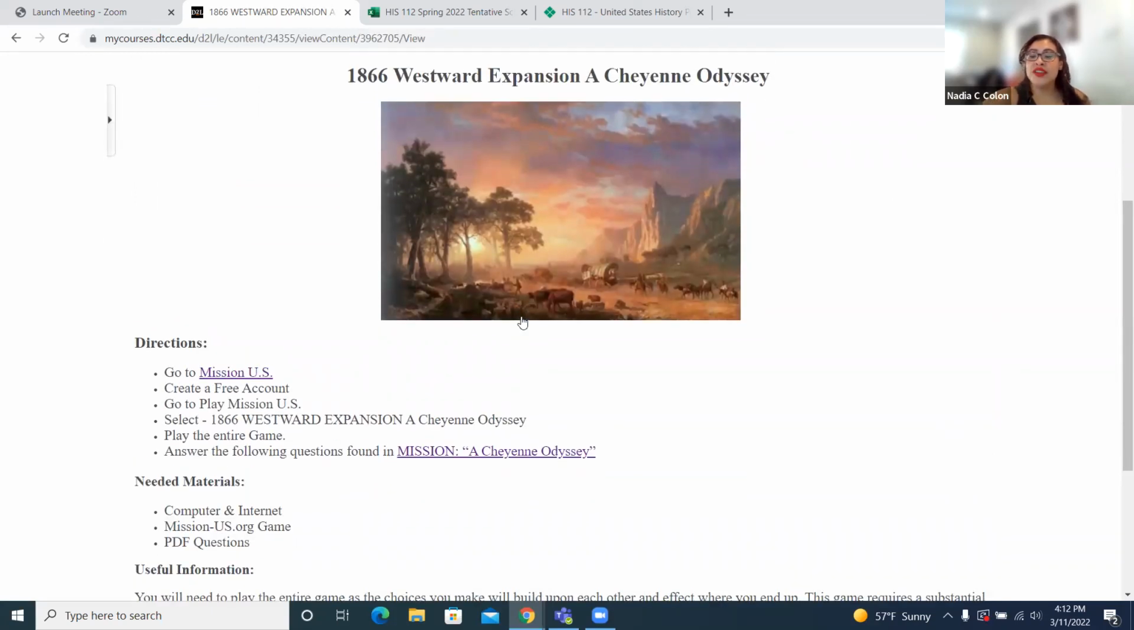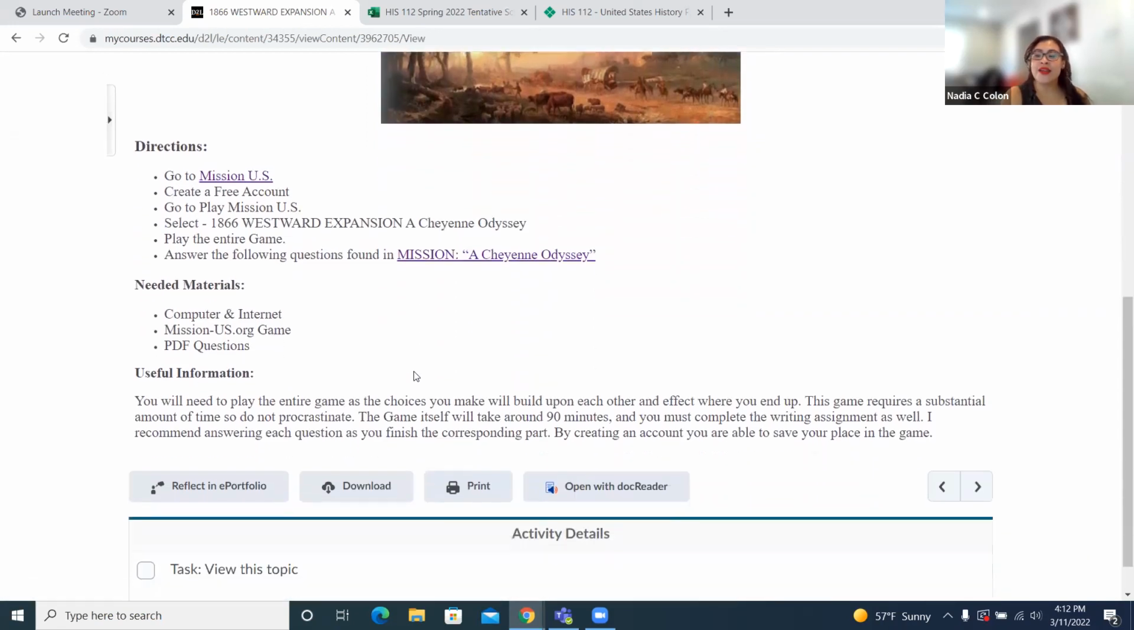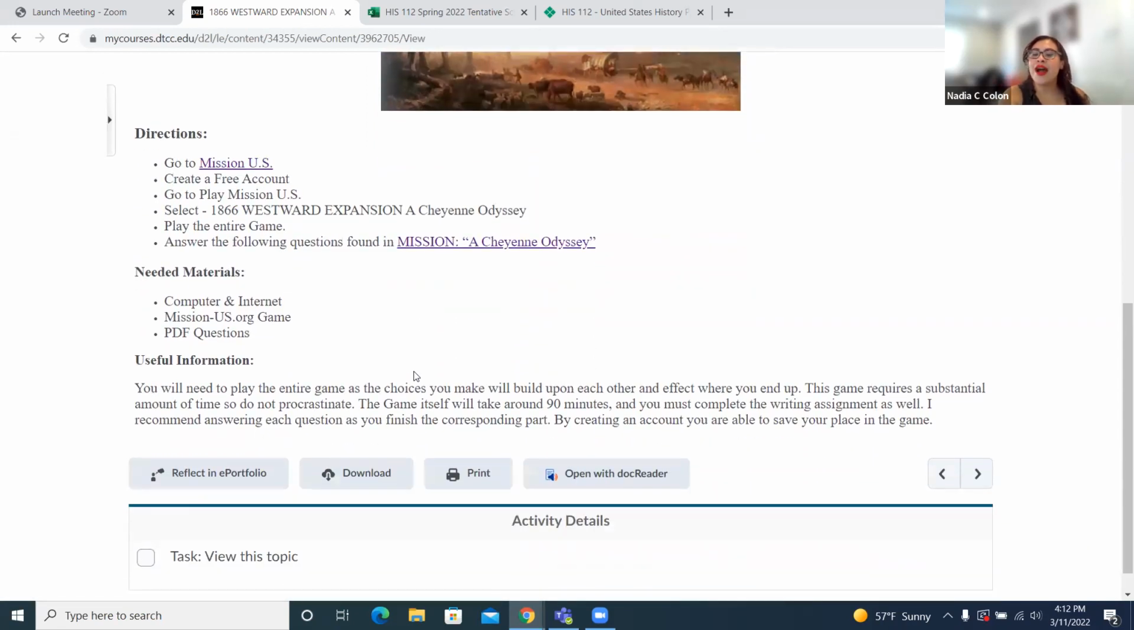You will go to Mission US, follow the link, create a free account, go to Play Mission US, select 1866 Westward Expansion, a Cheyenne Odyssey, play the entire game, then answer the following questions in the attachment, Mission, a Cheyenne Odyssey. You will need to play the entire game, as the choices you make will build upon each other and affect where you end up.